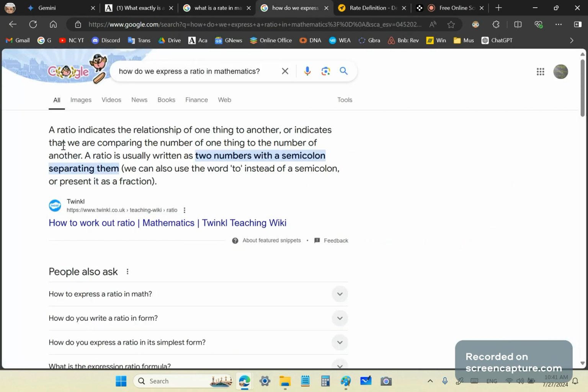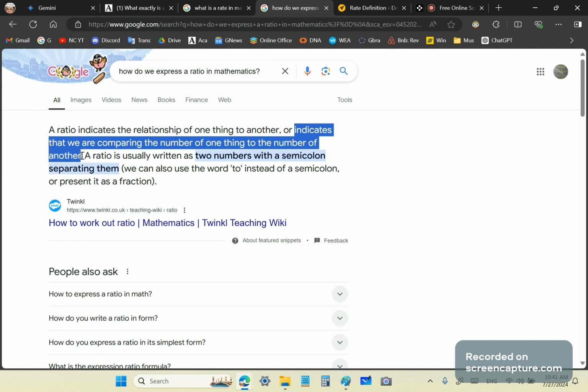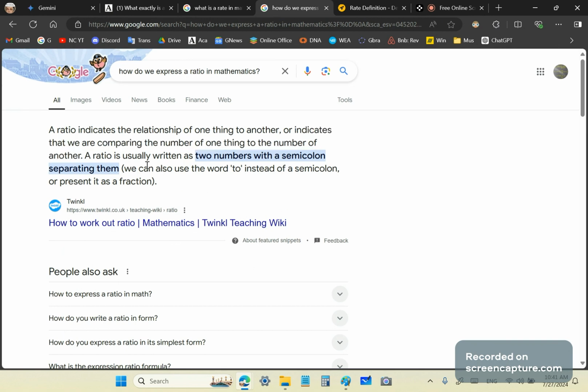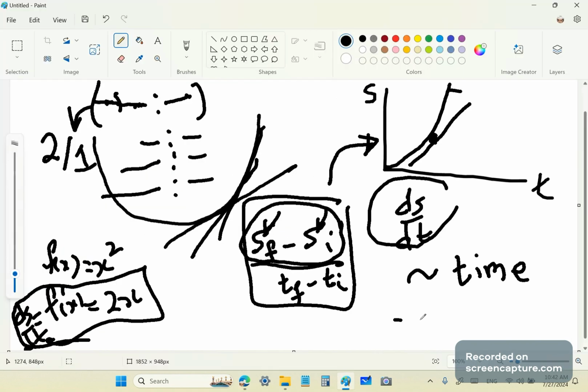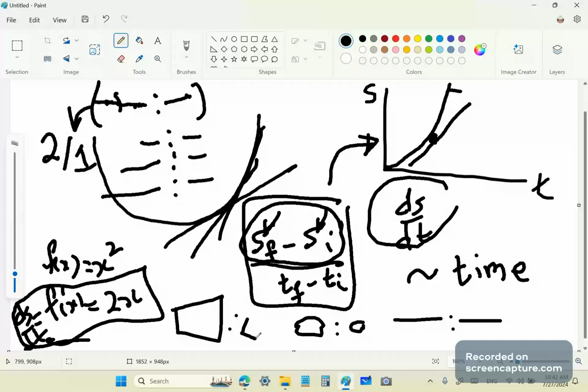And of course, if you go to another site that says a ratio indicates a relationship of one thing to another, that's correct. Or indicates that we are comparing the number of one thing to the number of another, that's not true, because that is called quotientness, or finding the measure of something. And it says it's usually written as two numbers. Actually, it's usually not written as two numbers, but as two magnitudes, which are not numbers. Okay, like I've just shown you here. It's usually written as either two line segments or two masses, or two areas. Okay? That's the original definition of ratio, not numbers.